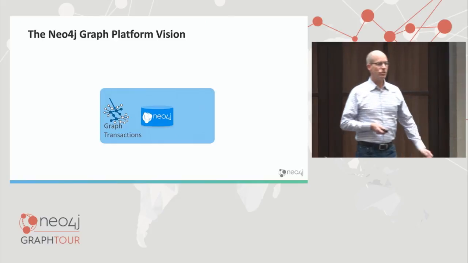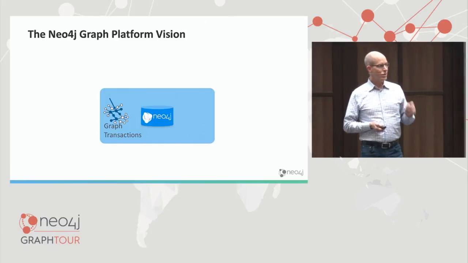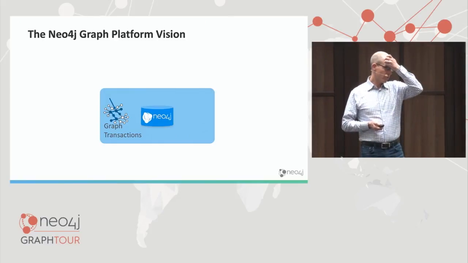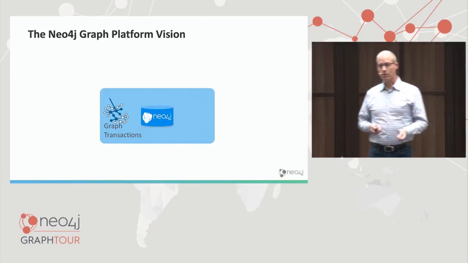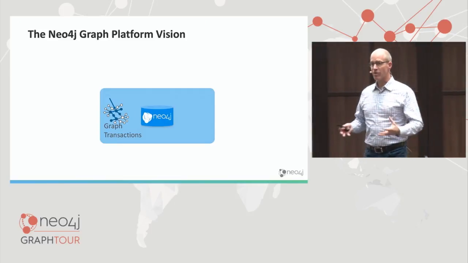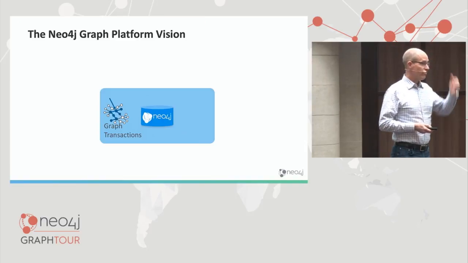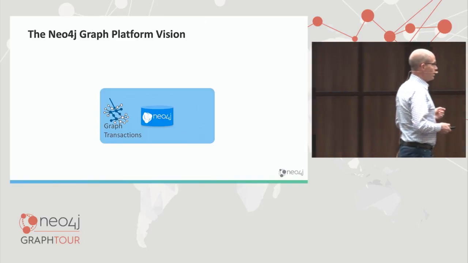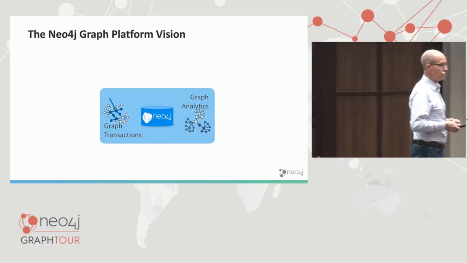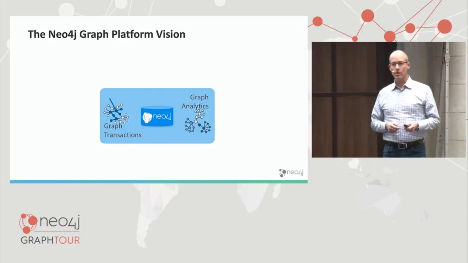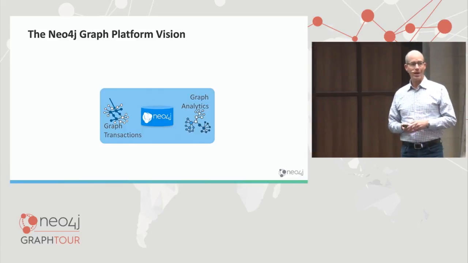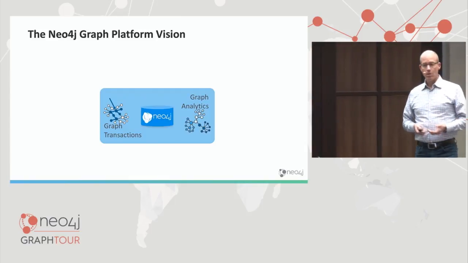Historically, Neo4j has been really, really good for graph transactional workloads. This has been where we've come from, what we've done best. OLTP for graph. Increasingly, we see customers using Neo4j for analytic workloads.